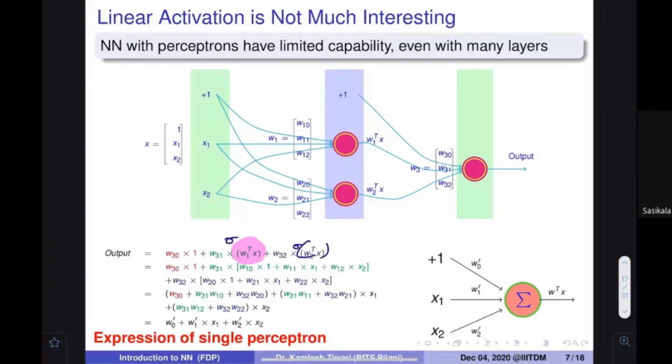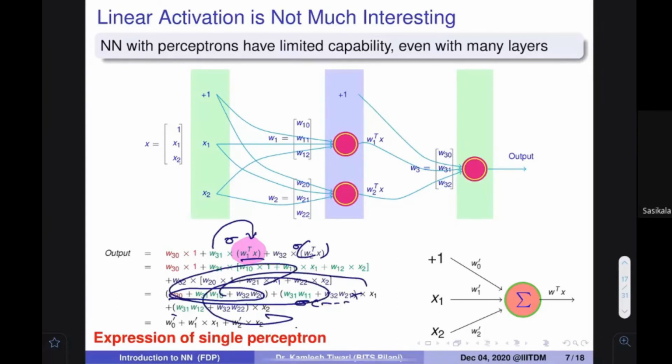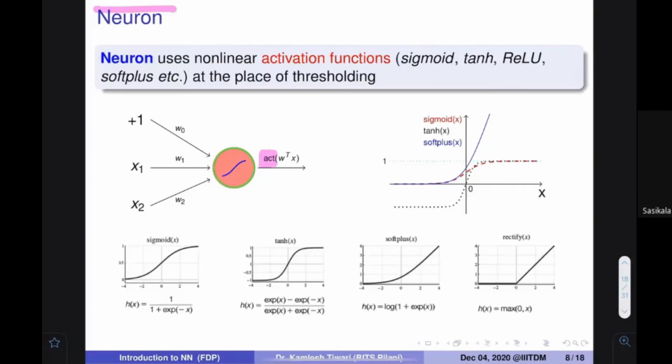So I cannot directly multiply these weights to these weights, and I cannot find this nice looking formula over here. Now this formula would have a lot of sigmoid and other things, and it becomes so complex that I cannot find a single thing over there. So applying this kind of activation changes my perceptron to another structure, and that structure is called neuron.